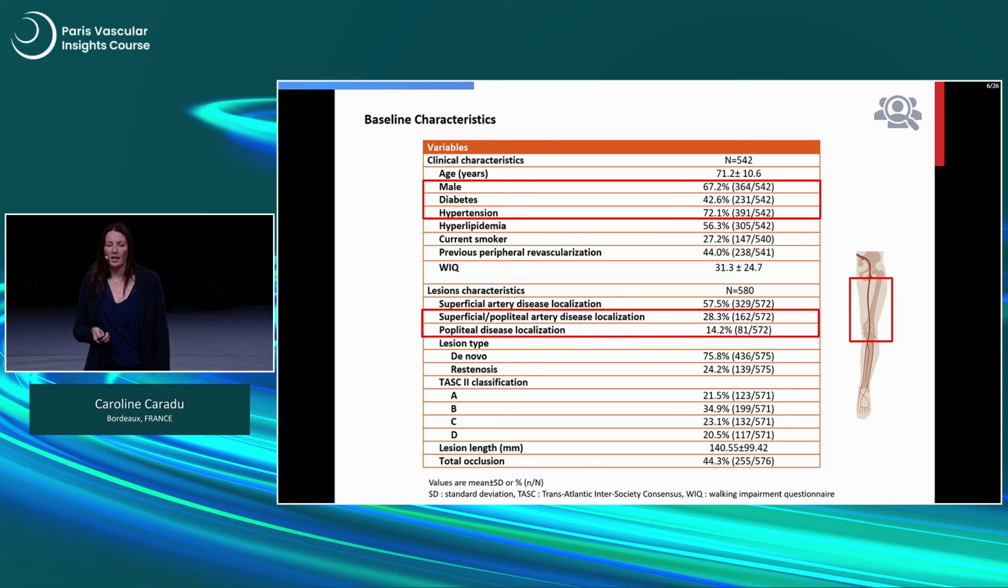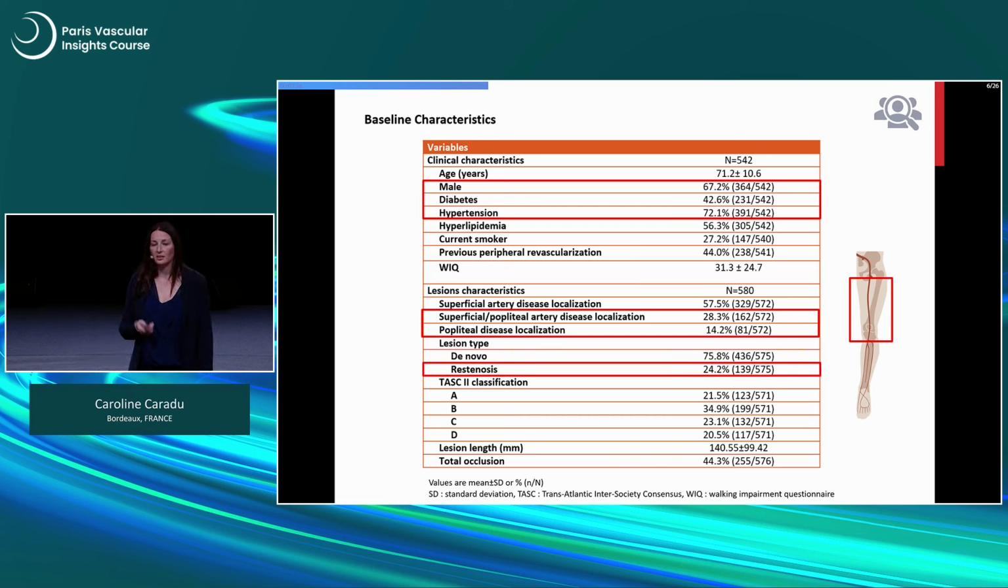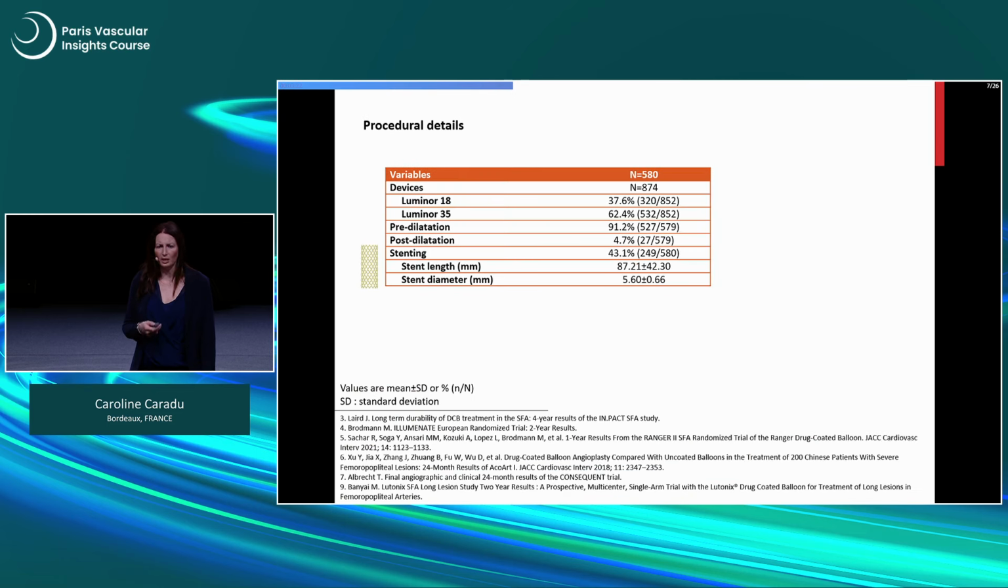We had the popliteal artery involved in almost 40% of the cases. And like I said, restenotic lesions, 24%, and TASC C and D lesions in more than 40% of cases, with total occlusions in 44% of the cases. So quite complex lesions and patients.